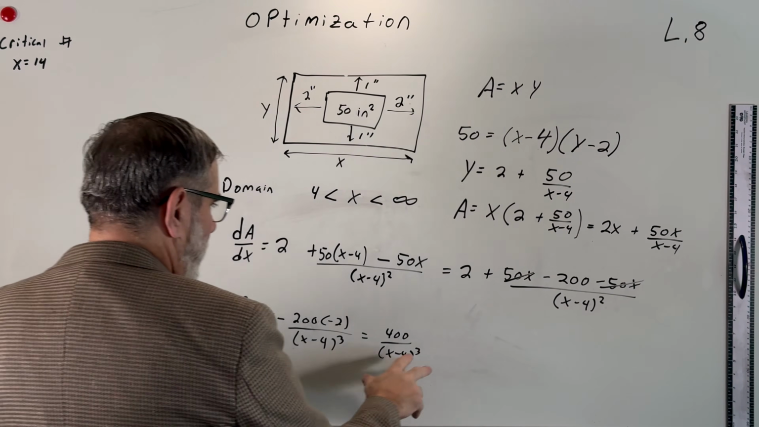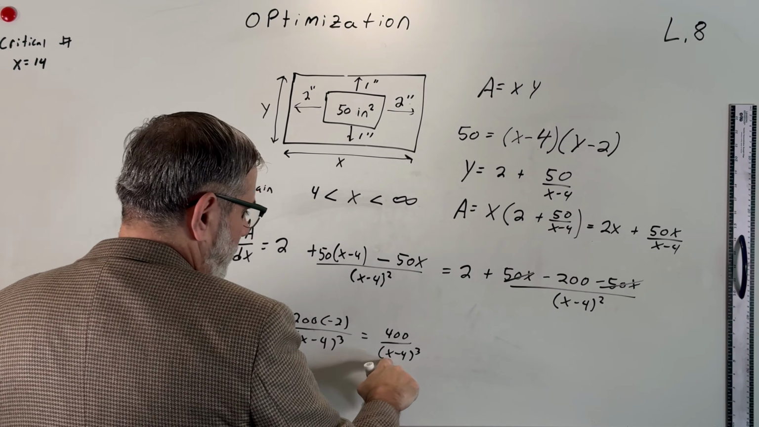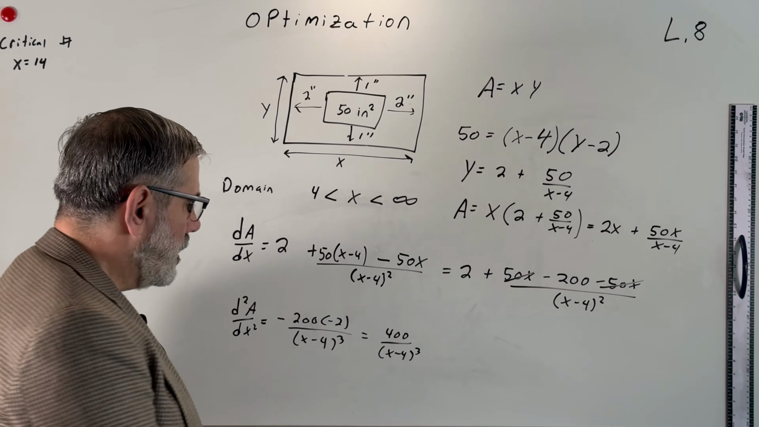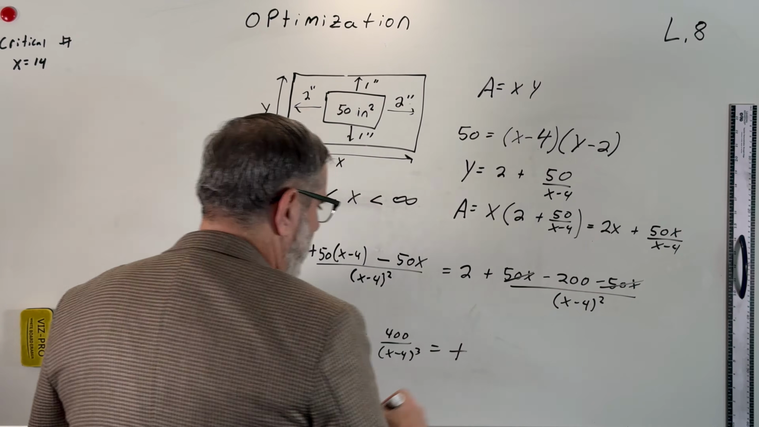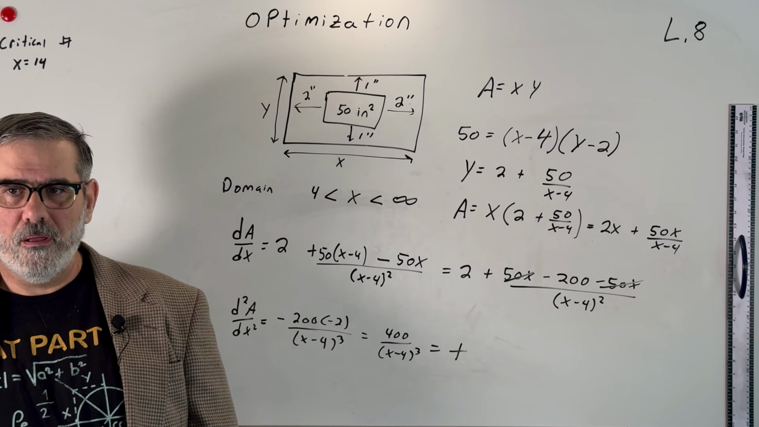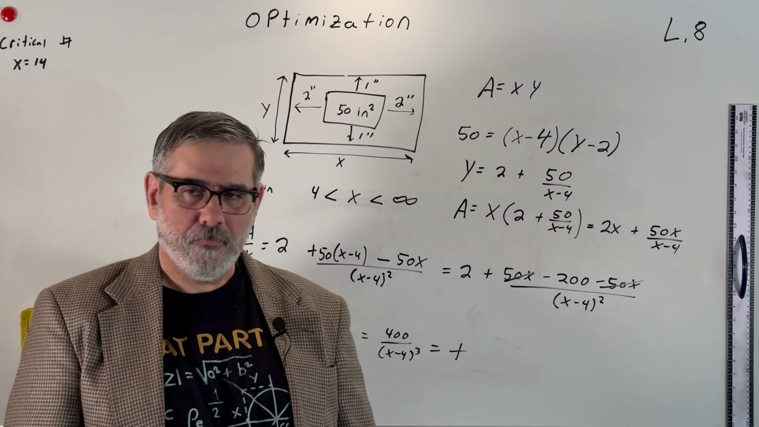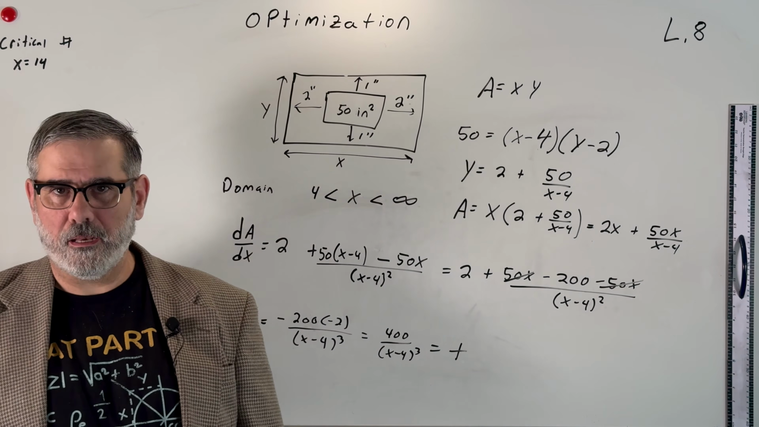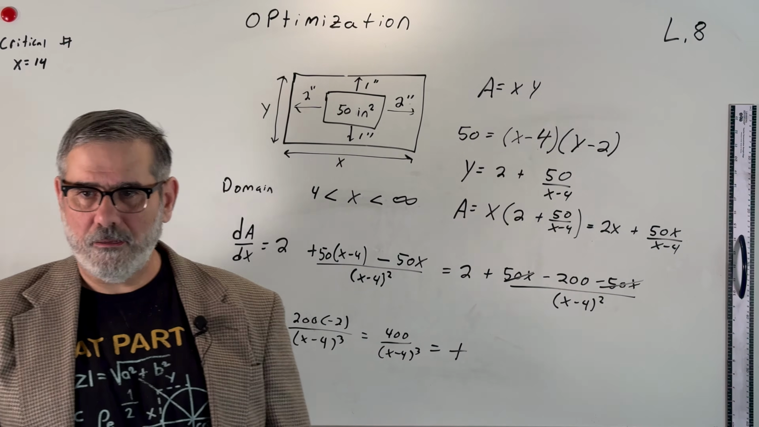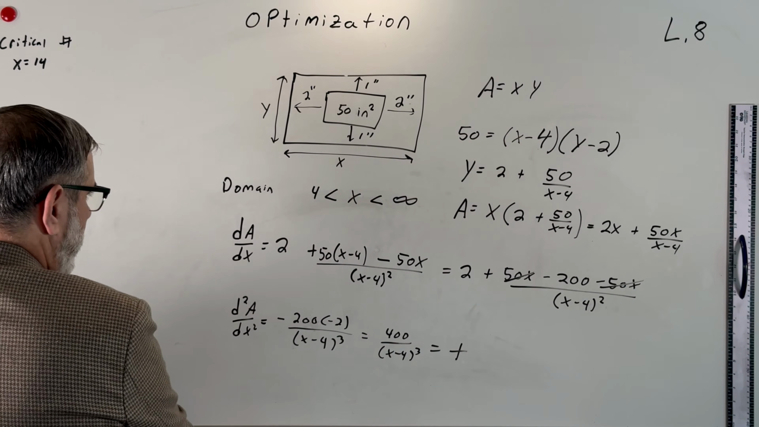So that's going to simplify to positive 400 over x minus 4 cubed. And so for any values of x in our domain, in particular for x equals 14, 14 minus 4 is just 10. And so we have 400 over 10 cubed, which is a positive number, which makes that concave up or down? So that would be... It's positive, it's concave up. Positive values for the second derivative imply concave up. If it's concave up, that means minimum. Okay? So that means that we have found our minimum at x equals 14.